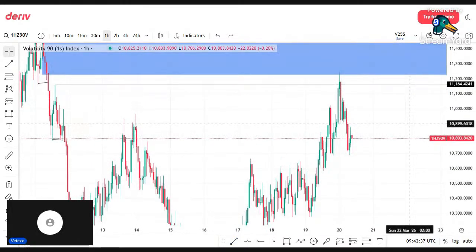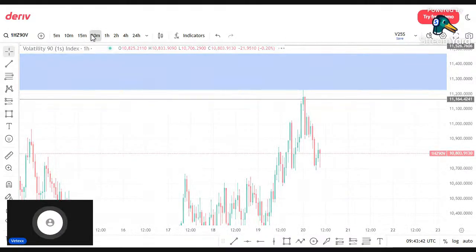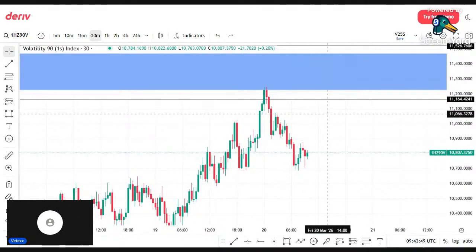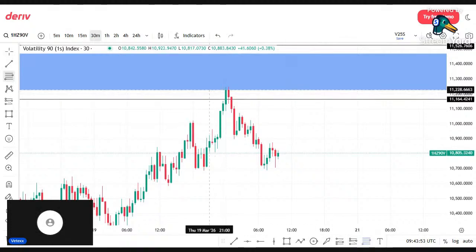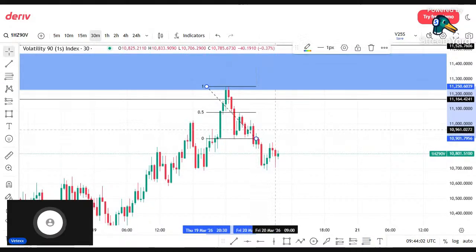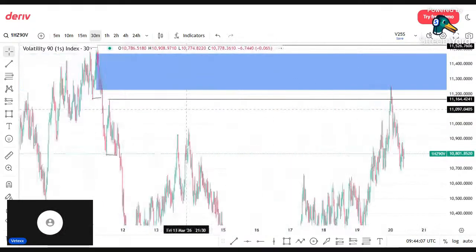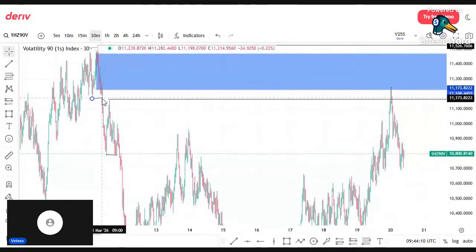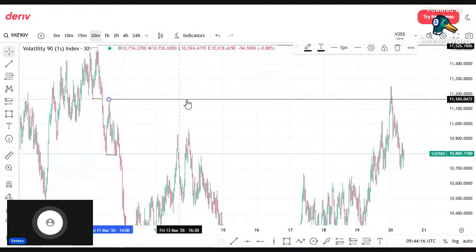Now, is this a valid continuation? Let's find out. Let's switch to the 30 minutes time frame and check if this is valid. Let me check from this protected high all the way to this zone. Okay, we finally have a setup on V91S. So this is good. This is what we have on V91S.